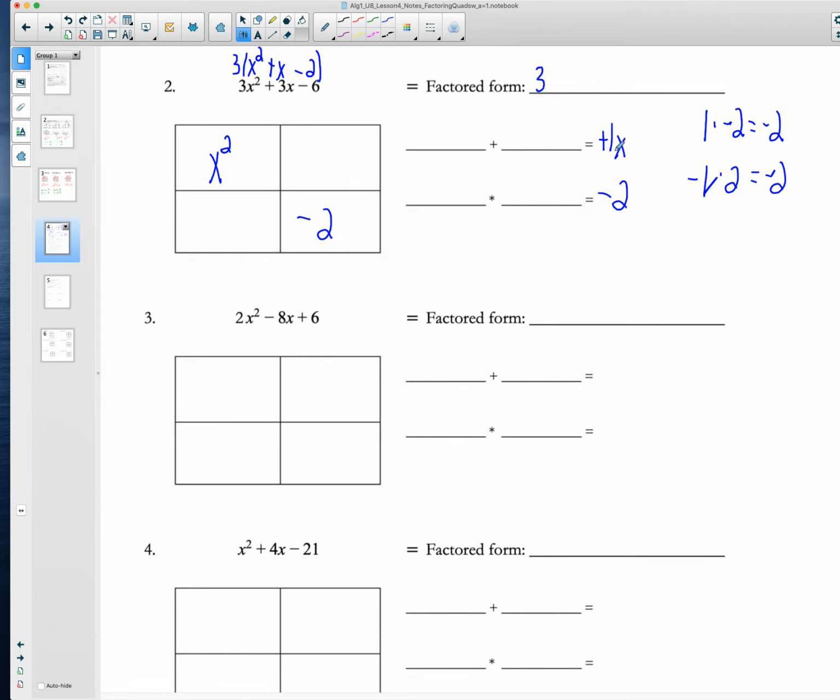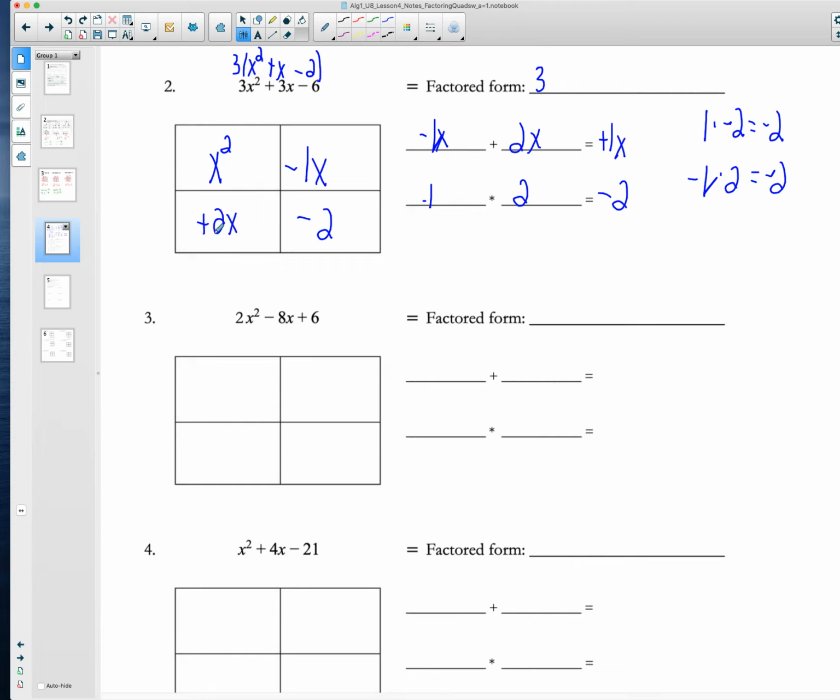Now I have to get to positive 1. Negative 1 plus negative 2 is a negative 3, so that's not it. Negative 1 times 2 is negative 2, and negative 1x plus 2x is 1x. So this is the combination I want. Those are the factors: negative 1x and positive 2x.